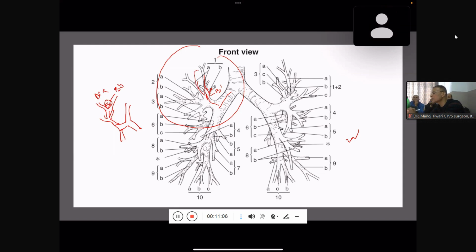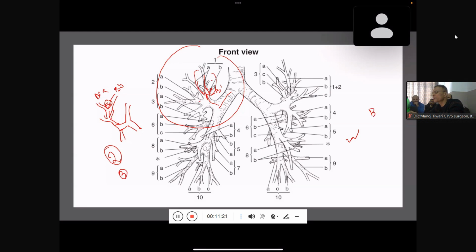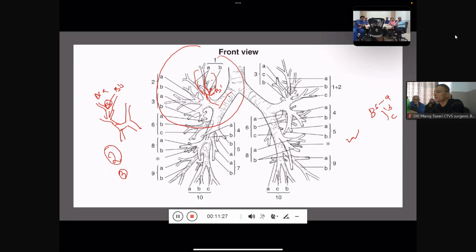Similarly, not only the right upper lobe, not only the B1, every segmental bronchus has got its subsegments. Most of the segments have got only two subsegments, though there are exceptions. Some of the segments have got three subsegments also. For example, B6 has got A, B, and C. These three subsegments are located in the B6 bronchus.